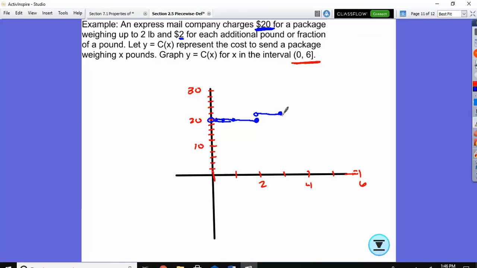But as soon as it goes over 3 pounds, it'll be $24. And you'll stay there until you get to 4 pounds. And then once you go over 4 pounds, it goes up to $26. That's a lot. It'll stay there until you get 5 pounds. And after it goes over 5 pounds, it would be $28. And we only had to go to 6. So we get to stop. So we didn't actually come up with the equation, we just graphed this particular scenario.